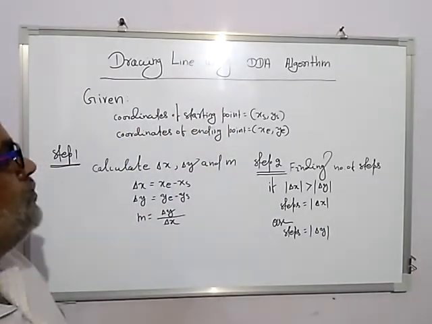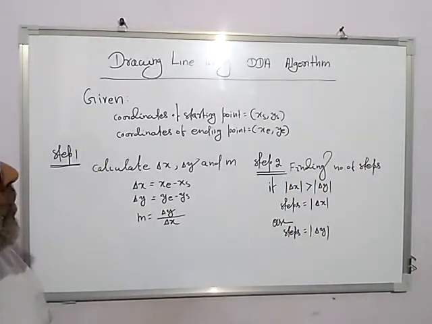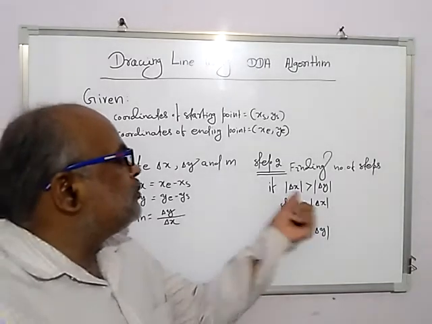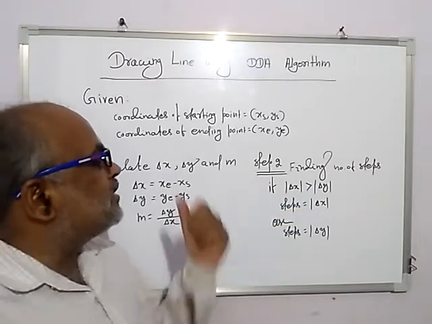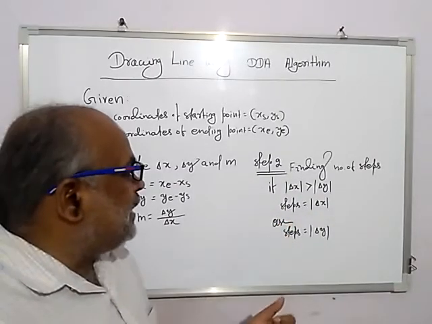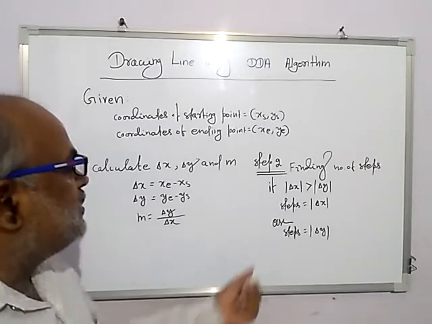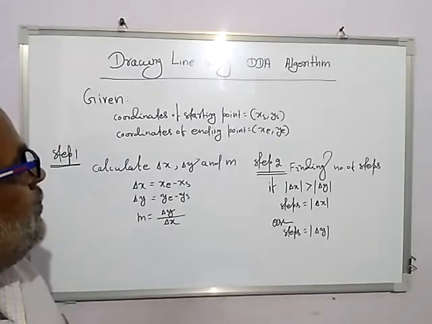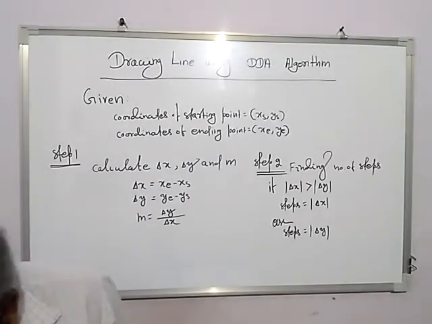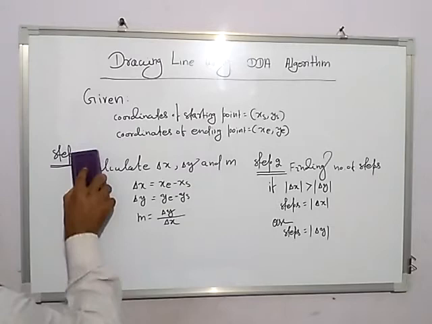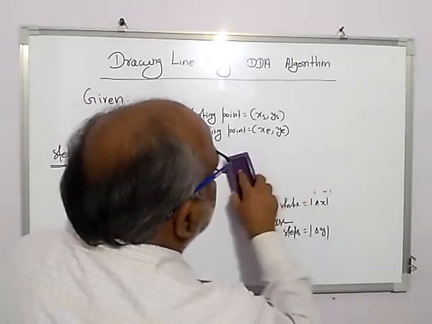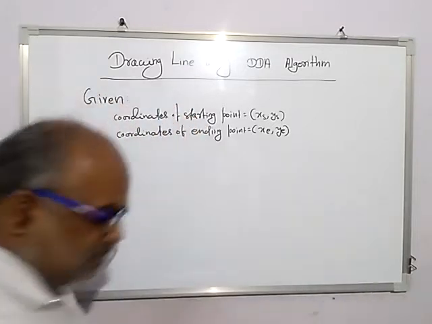So step 2, finding the number of steps. How to find the number of steps? You have to find the absolute value of delta x and the absolute value of delta y. You give the condition: if delta x is greater than delta y, steps equals the absolute value of delta x. Otherwise, steps equals the absolute value of delta y. This is step 2. Now we consider step 3. So what is step 3?